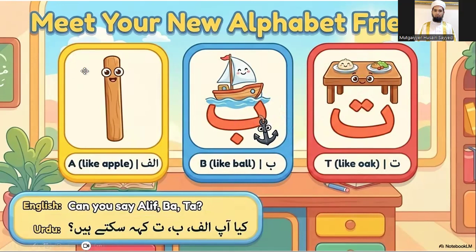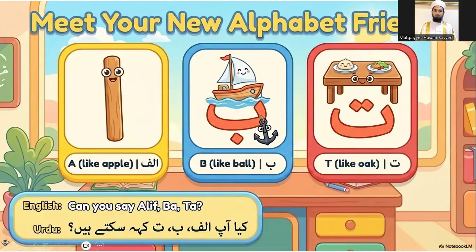Now the first letter, Alif, is like a stick. Then Ba is like a boat. Tha is like a table. So you can correlate the shape of these letters with these pictures. So pronounce with me together.